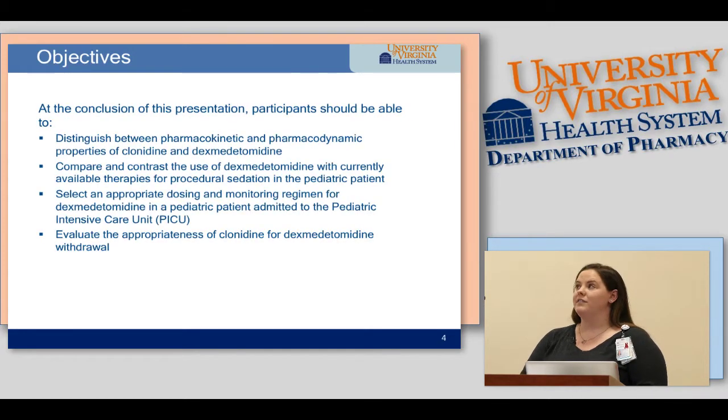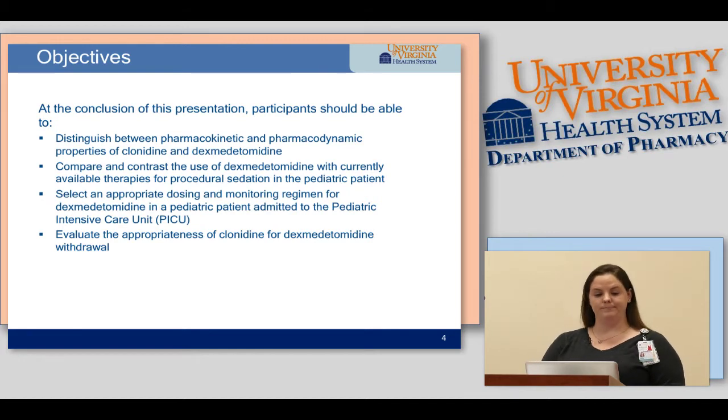The objectives of this presentation: at the conclusion, participants should be able to distinguish between pharmacokinetic and pharmacodynamic properties of clonidine and dexmedetomidine, compare and contrast the use of dexmedetomidine with currently available therapies for procedural sedation in the pediatric patient, select an appropriate dosing and monitoring regimen for dexmedetomidine in a pediatric patient admitted to the PICU, and evaluate the appropriateness of clonidine for dexmedetomidine withdrawal.